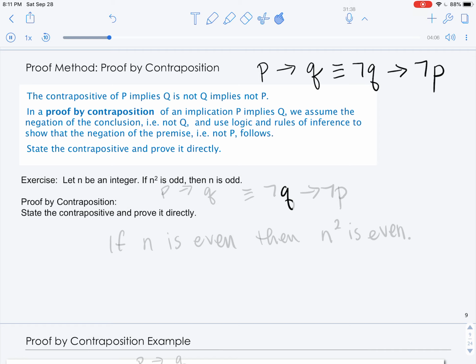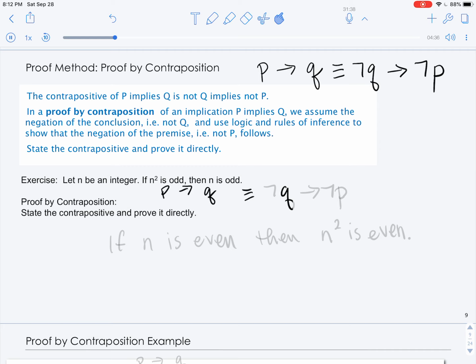So first, for this exercise, we're going to state the contrapositive. Our exercise is the same as last time. Let n be an integer. If n squared is odd, then n is odd. We're going to do a proof by contraposition, and first we'll state the contrapositive, and then essentially prove it directly. So once again, n squared is odd is P, n is odd is Q. The contrapositive is not Q implies not P.